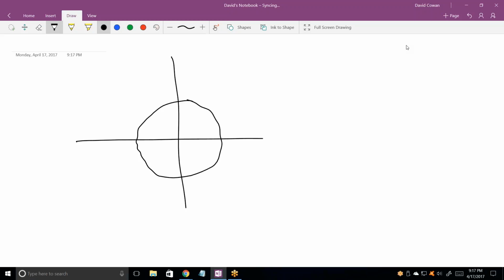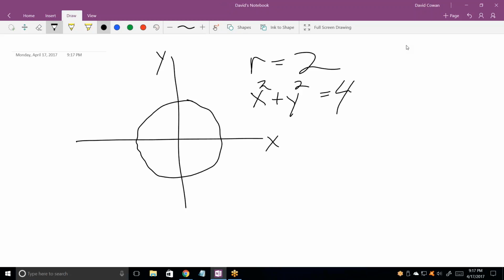But I can also, on the same XY coordinate system, graph that with r equals 2. Same one. If I want the XY equation, it's this. But if I want the polar equation, it's that. Or x squared plus y squared equals r squared.